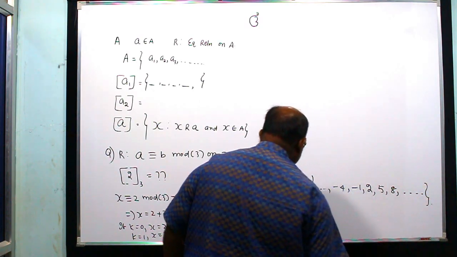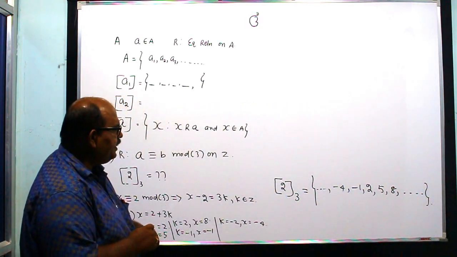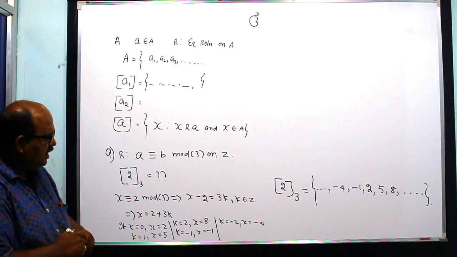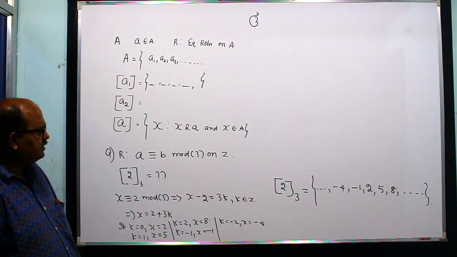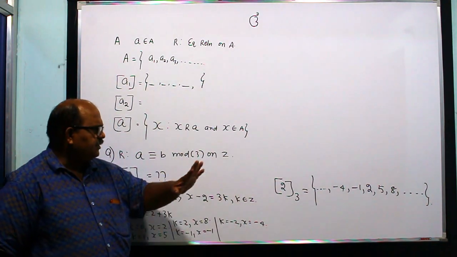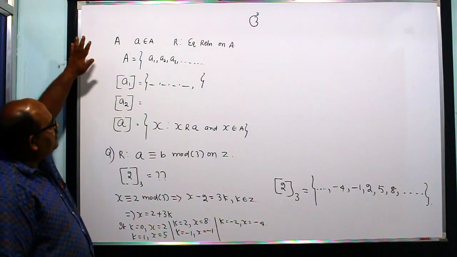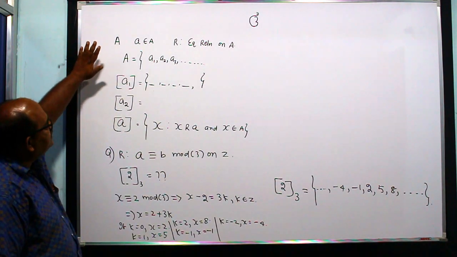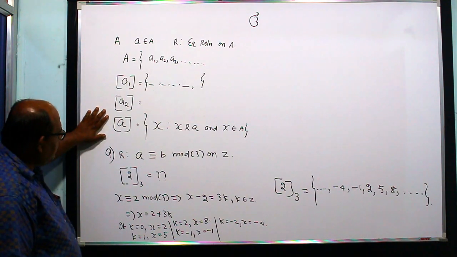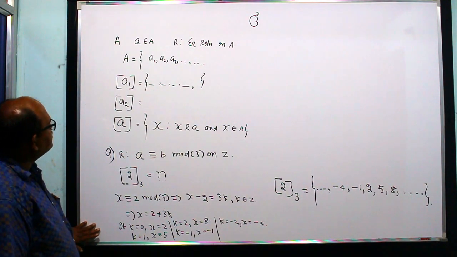So this is the equivalence class, if this is the equivalence class for 2 based on the relation mod 3. So here we explained the equivalence class definition and finding the equivalence class.